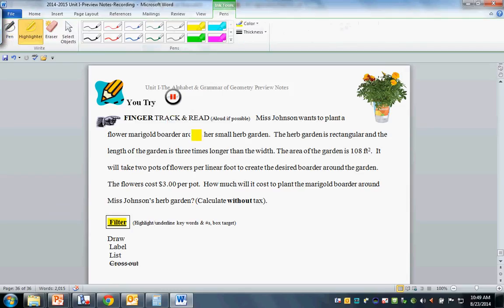Okay, again, don't be intimidated simply because this is a multi-sentence problem. Should have finger tracked to read out loud. Now we filter. We're making a border here. The garden is rectangular. The length of the garden is 3 times longer than the width. The area of the garden is 108 feet squared. It takes 2 pots of flower per foot to create the border. The flowers cost $3 per pot. How much will it cost? We're going to calculate without tax this time. Ready? Everything I've highlighted either belongs in a diagram or a list.